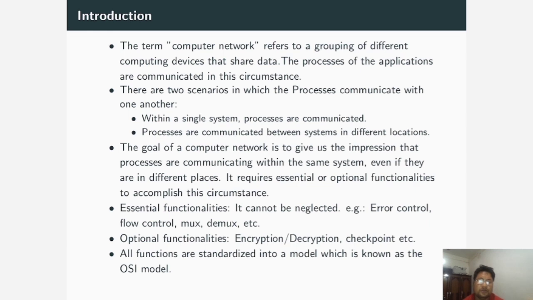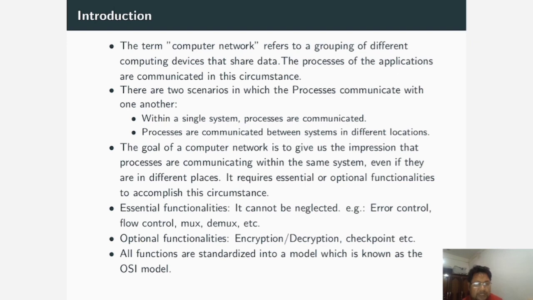Before we discuss the OSI model, let's discuss computer networks. A computer network means a grouping of different computing devices that share data. For example, when you open any application like email, a process is generated when we run the email. So this process communicates. Computer network is nothing but process communication.